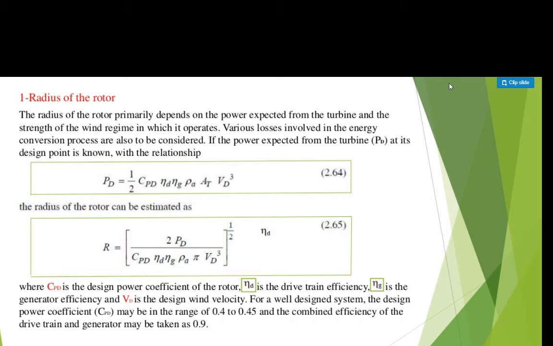R = [2Pt / (Cpd ηd ηg ρ π Vd³)]^(1/2), where Cpd is the design power coefficient of the rotor, ηd is the drivetrain efficiency, ηg is the generator efficiency, and Vd is the design wind velocity. For a well-designed system, the design power coefficient Cpd may be in the range between 0.4 to 0.45, and the combined efficiency of the drivetrain and generator may be taken as 0.9.